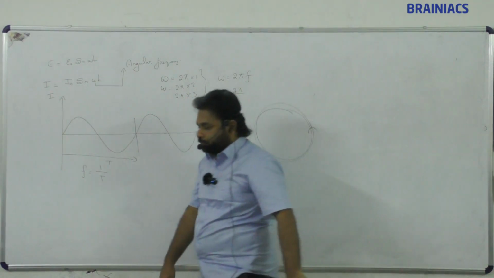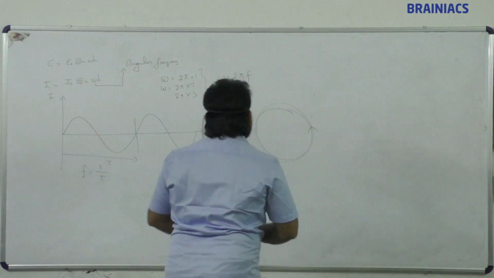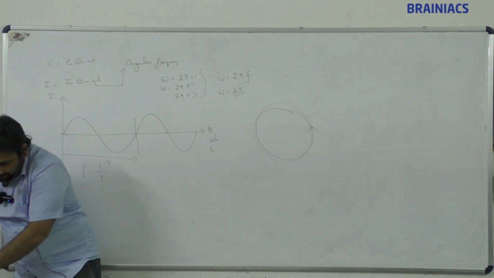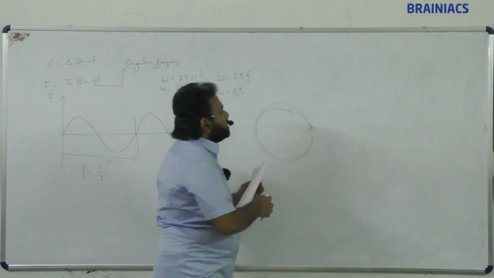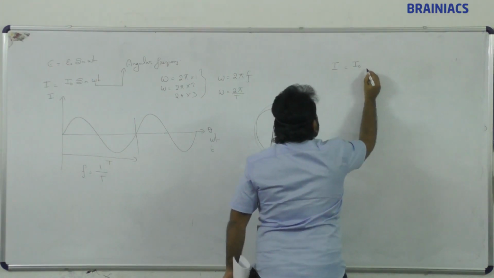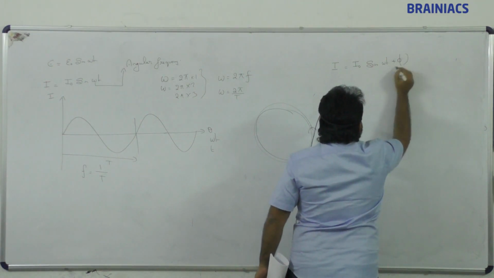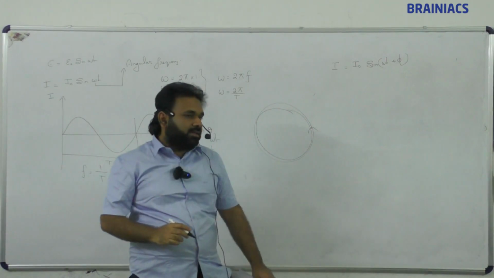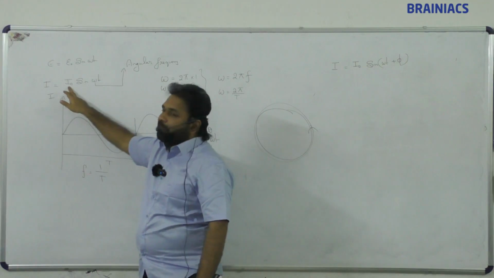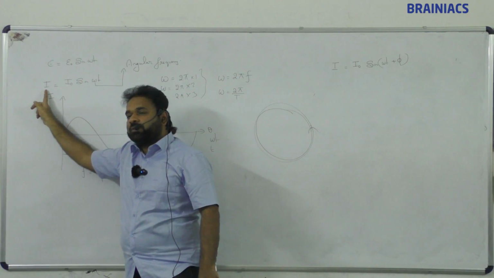Next thing is phase. Phase is what we can say is, suppose I consider I is equal to I naught sine omega t plus phi. When I say this is the peak value or maximum value, what should I say for this one?